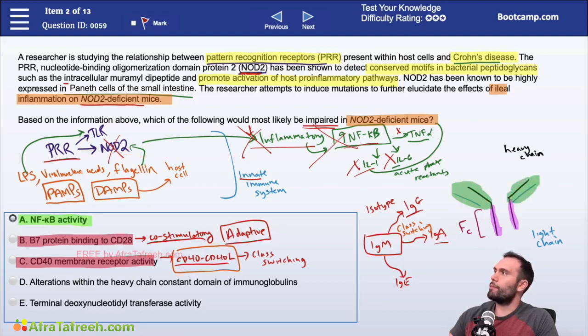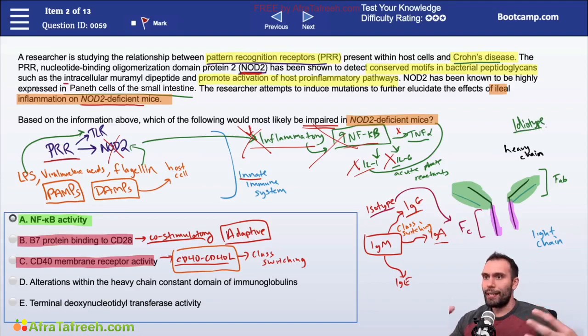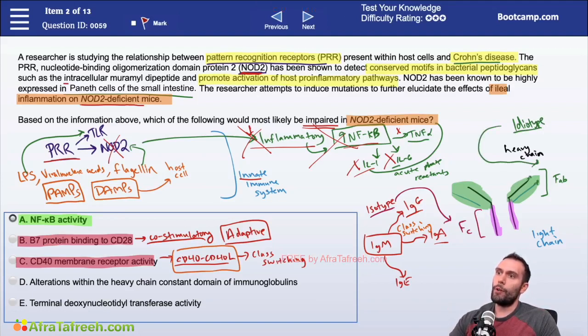When you're changing the isotype, this is what we're doing to go from IgM to IgG. You're going to be changing the FC region here. Now, if you changed the idiotype, or changed the variable region where this antibody can bind, that's going to be in this FAB region. This FAB region contains hypervariable regions that bind to very specific antigens that underwent VDJ recombination, whereas the FC portion is more regulated for complement binding and the isotype.